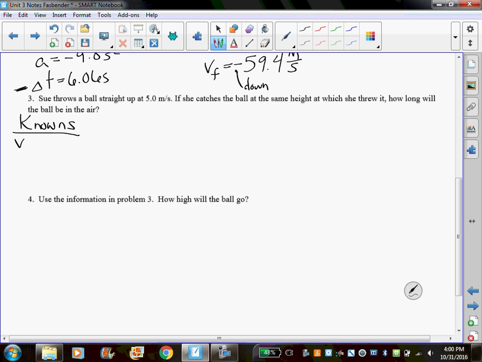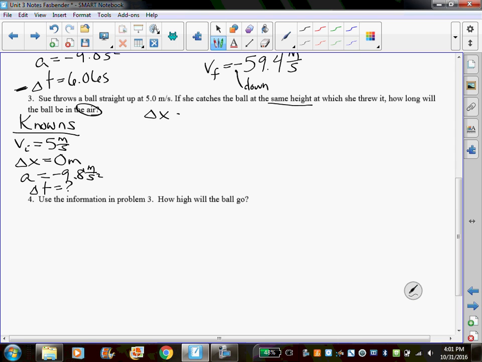So we got a bunch of knowns here. We know that Sue is going to throw this ball at 5 meters per second. Now she's catching the ball at the same height at which she threw it, so that means that our total displacement ends up being 0 meters. And this ball is being thrown into the air, so that tells us that our acceleration is going to be negative 9.8 meters per second squared. We ultimately want to know how long it will be in the air, so we're going to be looking for that delta t.